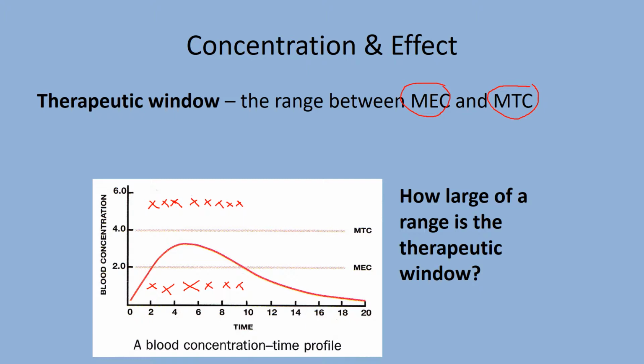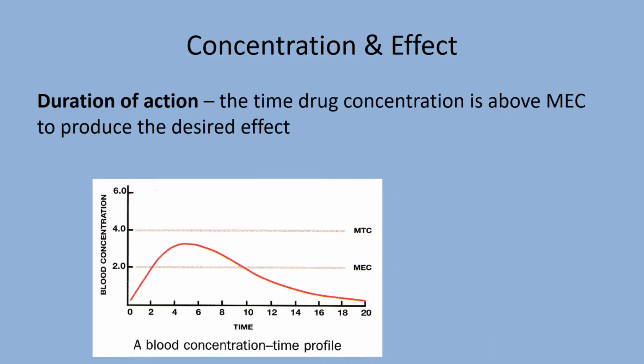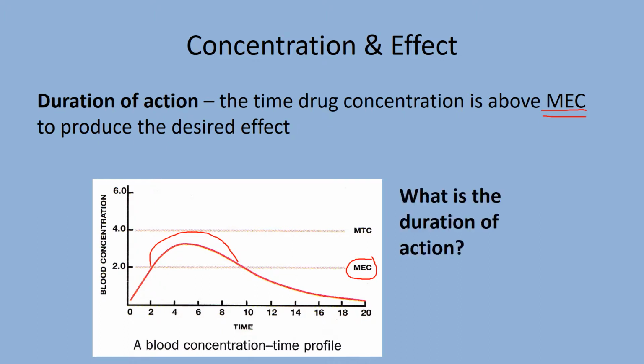So in this case, what is our therapeutic window's range? From 2 to 4, we have a range of 2 units. Duration of action. So how long is the drug working for? How long is it above MEC? So here's our MEC line, and the drug is above from here to here. So from 2 to 10, that would give us a duration of action of about 8 hours.